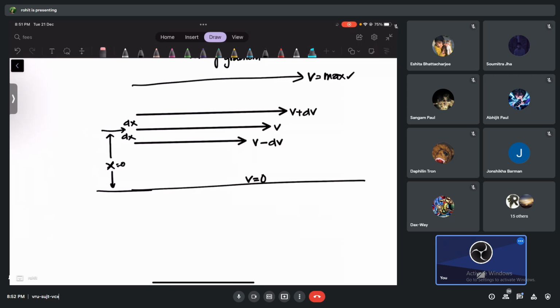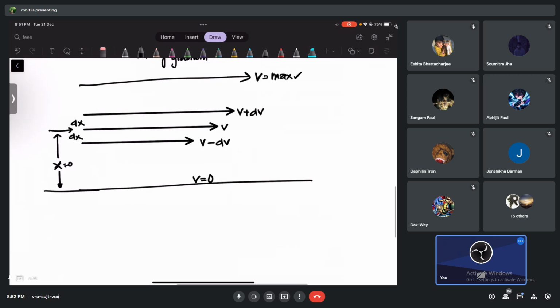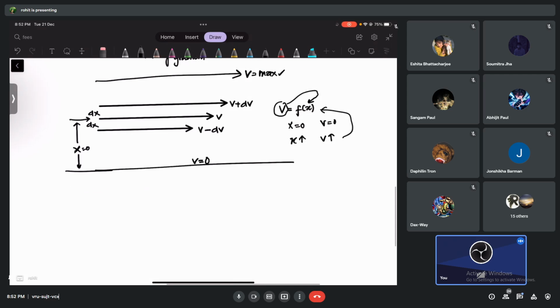Just now I told you that velocity is a function of x. If x is 0, velocity is also 0. If x increases, velocity also increases. That's why I wrote this. So there is a change of velocity with x. That's why we wrote a very nice quantity, dv by dx. We have a name for it. We call it velocity gradient.